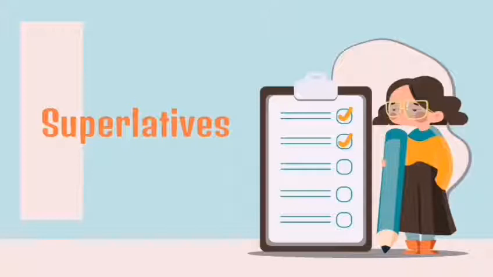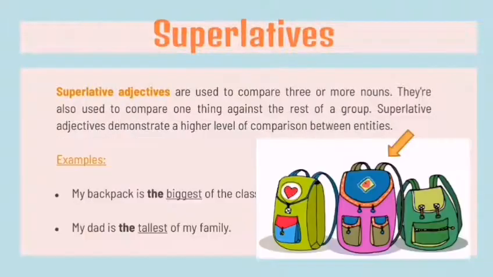Now let's talk about superlatives. What are superlatives and why do we use them? Superlative adjectives are used to compare three or more nouns. They are also used to compare one thing against the rest of a group. Superlative adjectives demonstrate a higher level of comparison between entities.